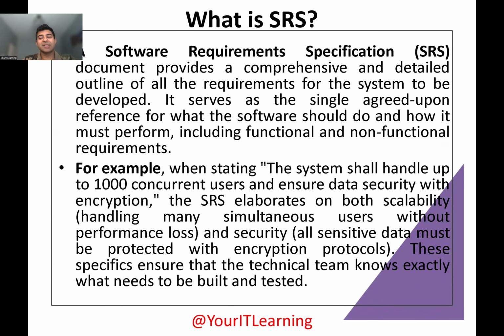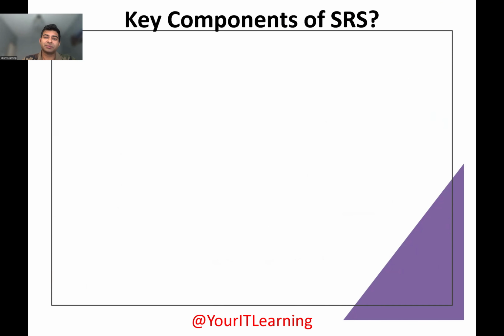When stating the system shall handle up to 100,000 concurrent users and ensures data security with encryption, the SRS elaborates on both scalability, like how handling many simultaneous users without performance loss will happen, and security. All sensitive data must be protected with encryption protocols. These specifics ensure that technical teams know exactly what needs to be built and tested.